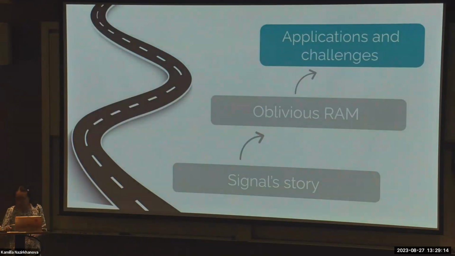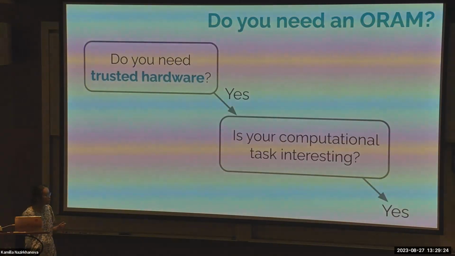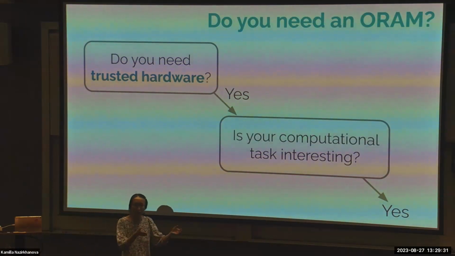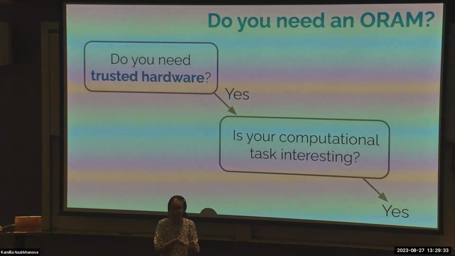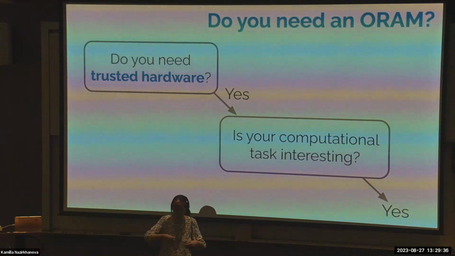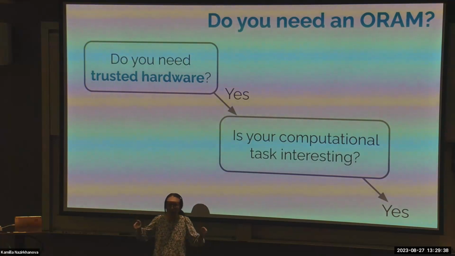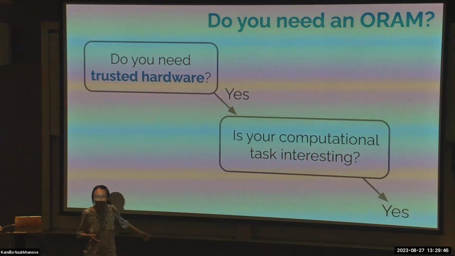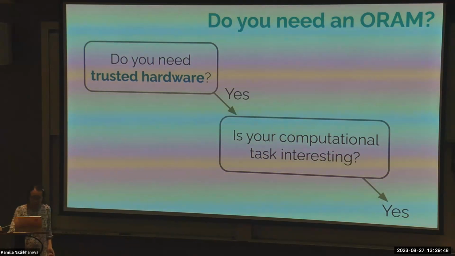Okay, so to conclude, I want to quickly mention the applications, especially in blockchain environments, and some of the challenges for practical deployment. So when do you need an ORAM? Pretty much whenever you want to use trusted hardware, you need an ORAM, unless your computation is very simple and uninteresting. Especially when you are using trusted hardware on top of a large database, you pretty much need ORAM, because simple linear scan schemes like what Signal did earlier are not going to scale.